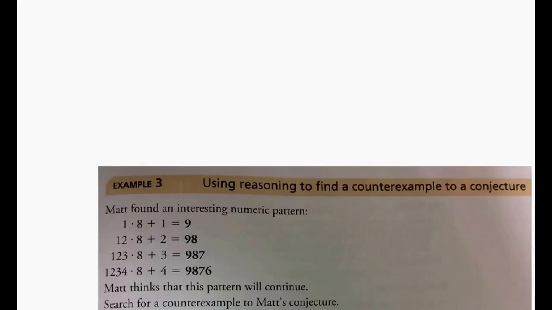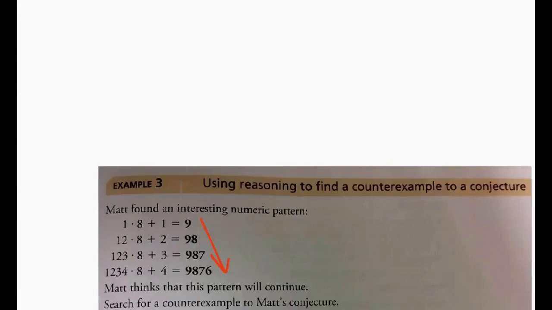Here's another one. It says if we follow this number pattern, we should follow the results. When we multiply and add those numbers, we get 9. Add them again, we get 98, and so on. So you can see the numbers are going 9, 8, 7, 6. So the question is, if we keep doing this, will it actually be true? So it's asking, what would a counterexample be to show that that's wrong?